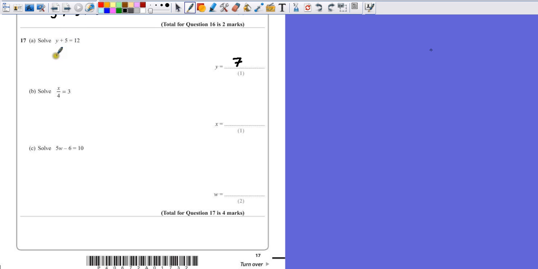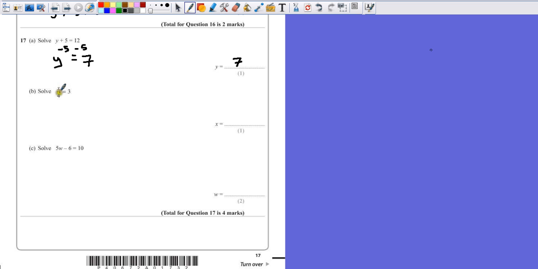The more correct mathematical way would be to balance this equation. So if we want just y left on its own, we want to take away 5. So we take away 5, but when you're balancing an equation, you do the same to the other side. So 12 take away 5 is 7. Either method, you're just looking for a one mark answer here.